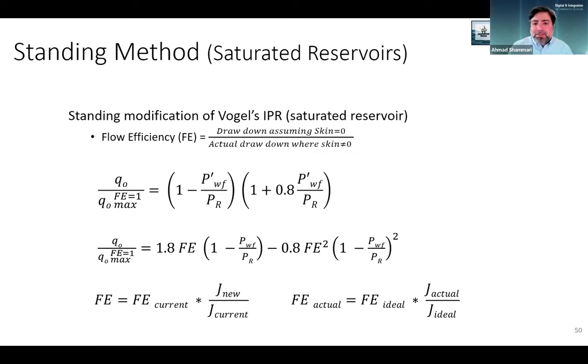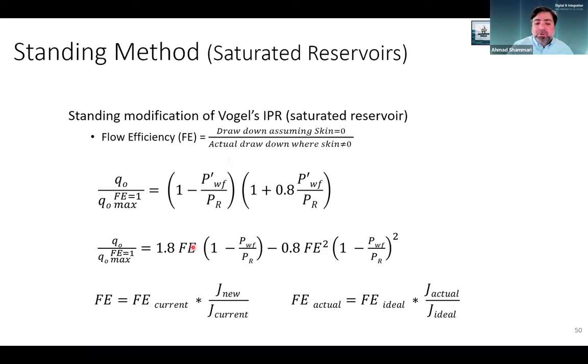So what Standing did is that he thought about the skin. That's why we spoke about the skin last time. And then he introduced something called flow efficiency. The flow efficiency is nothing but the drawdown, assuming skin is zero, divided by the actual drawdown where the skin is not equal to zero, okay? Because Vogel IPR does not consider the skin, Standing said that the original IPR applies where PWF is the drawdown assuming skin of zero, or what he called the ideal drawdown, okay?